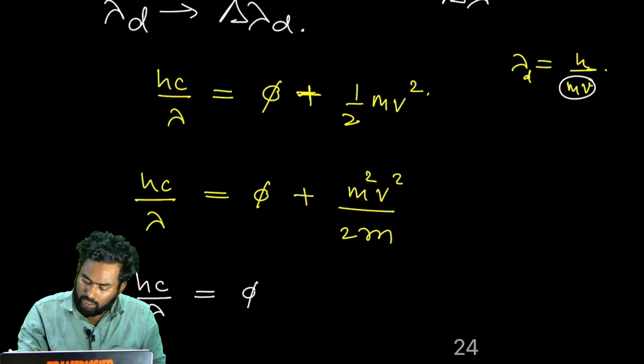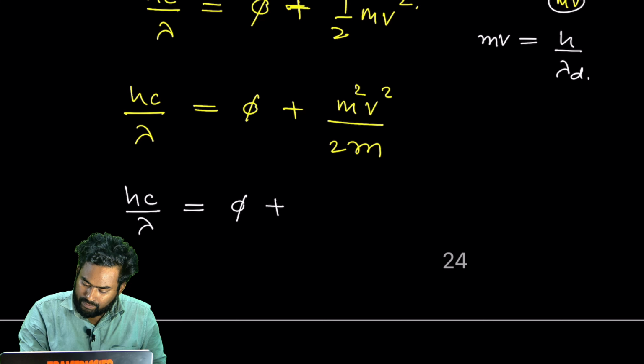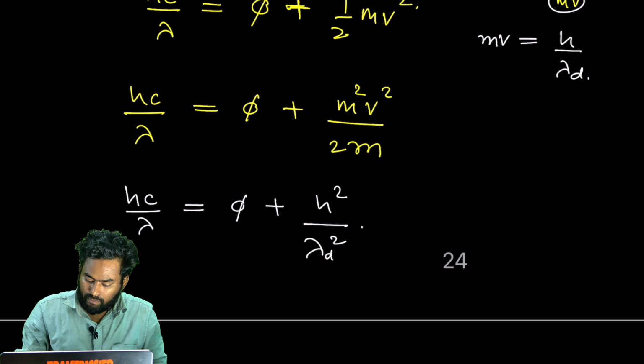mv will be how much? h by lambda d. So if I take mv out, h by lambda d, so it will become h square by lambda d square. Okay.